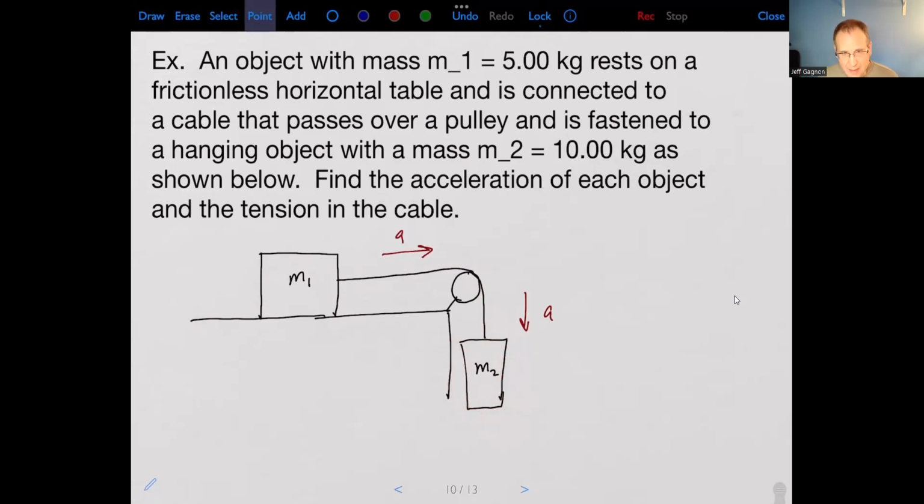We're going to release this system from rest, and it's going to accelerate. The m1 will accelerate to the right, and at the same time, m2 will accelerate downward. And what we want to figure out is that acceleration. We want to calculate that acceleration. Okay, well, in this case, I have two objects. I want to break this up. I'm going to look at each object separately.